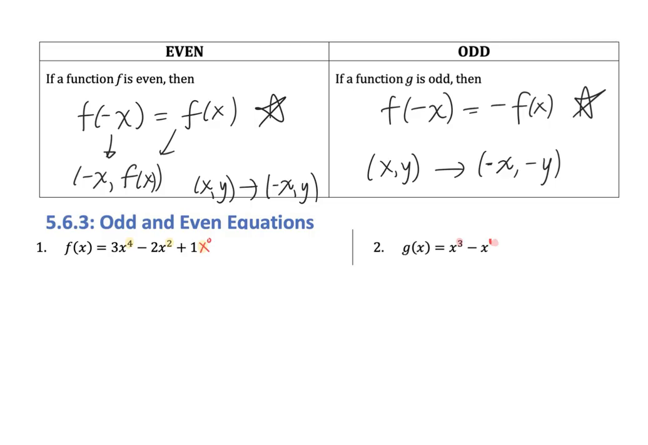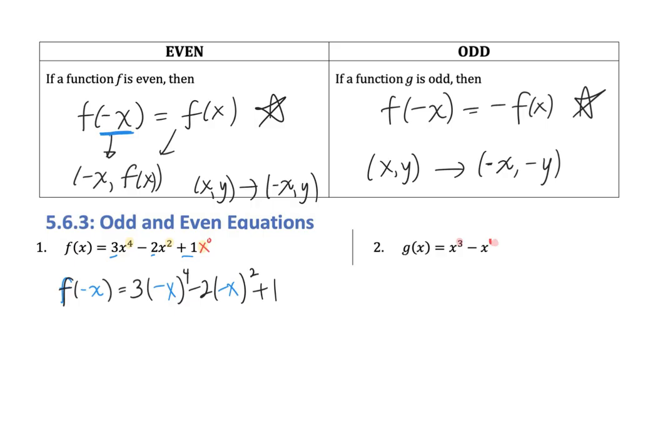So how do you prove it algebraically? Well, we need to put in the opposite input. So I need to change all of my x's to negative x's. Everywhere you see an x, I need to change it to negative x. So notice what I did here. I kept the 3, I kept the 2, I kept the 1, but anywhere there's an x, I parenthesized it and put it to the 4th power. I parenthesized it, put it to the 2nd power, because I'm replacing the positive x with the negative x, because I'm inputting the opposite value.